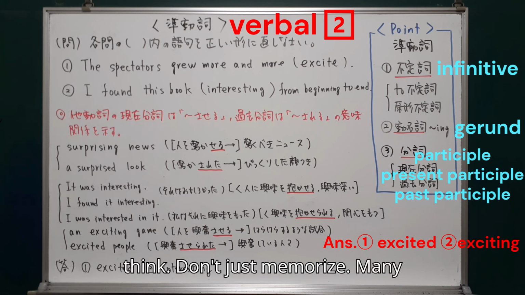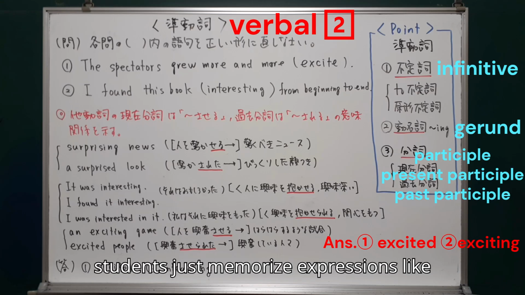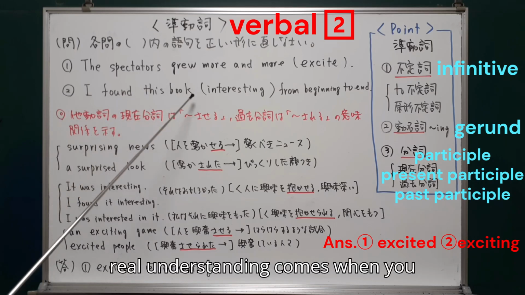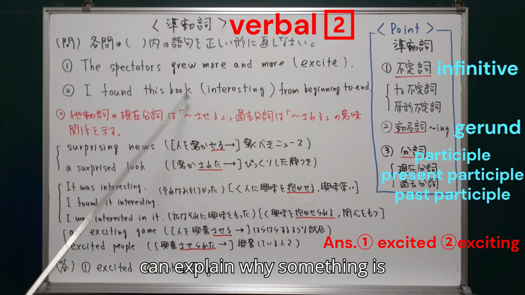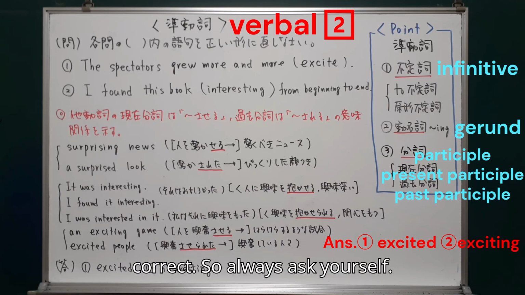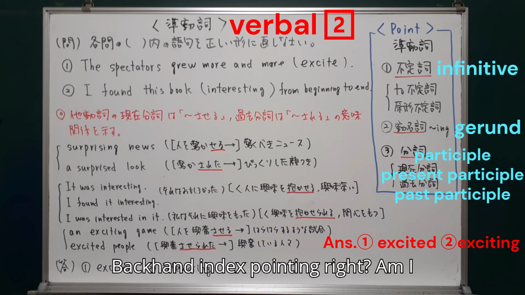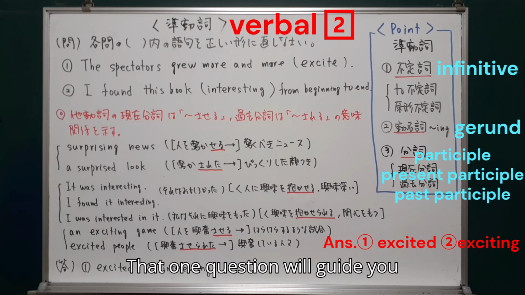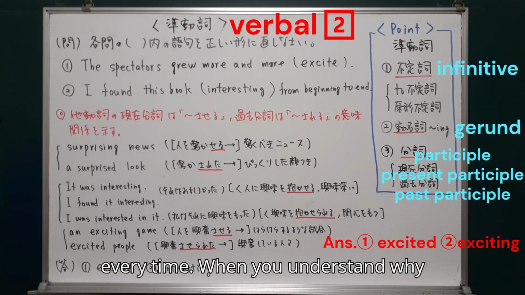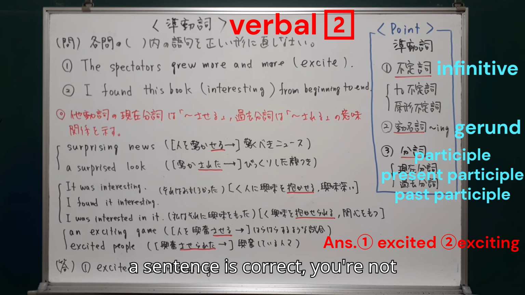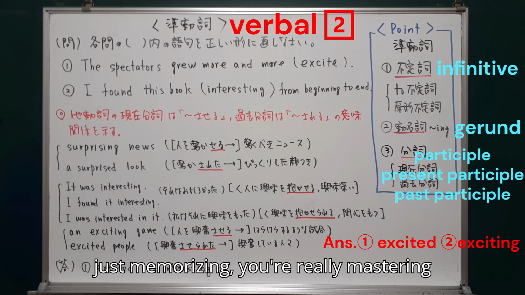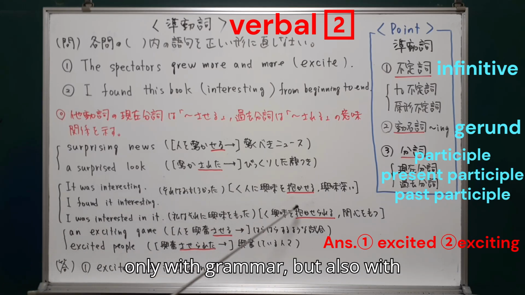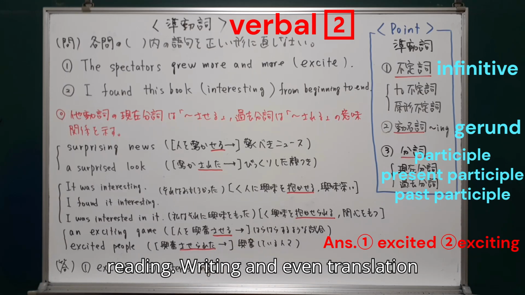Think, don't just memorize. Many students just memorize expressions like be interested in or be bored with. That's okay, but real understanding comes when you can explain why something is correct. So always ask yourself, am I causing the feeling or feeling it? That one question will guide you every time. When you understand why a sentence is correct, you're not just memorizing, you're really mastering English. This will help you not only with grammar, but also with reading, writing, and even translation later on.